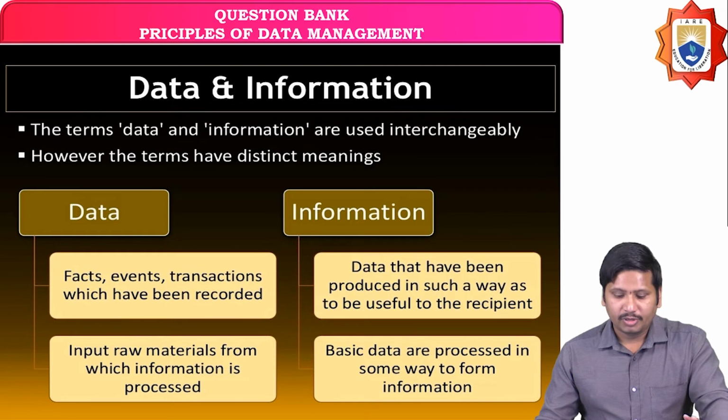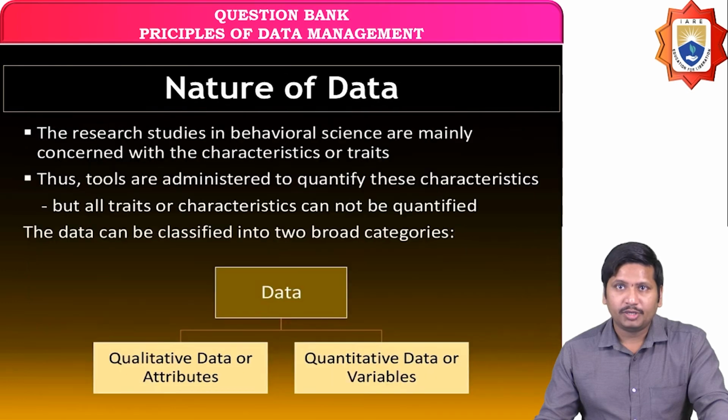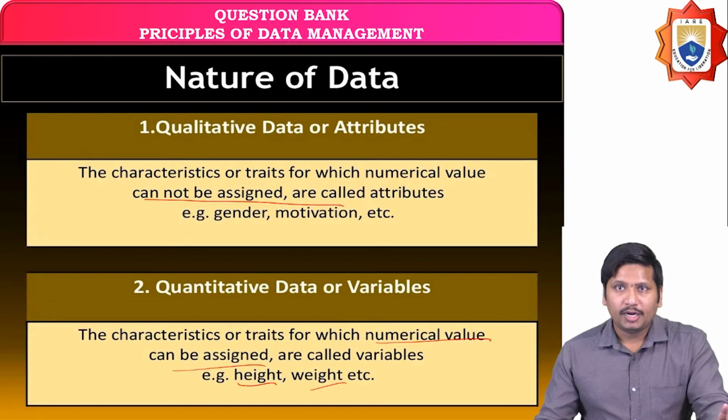So data is nothing but facts, events, a transaction which can be recorded, and information means data that has been produced in such a way that it should be useful for the recipient. And the nature of the data: it will be of two types, like qualitative data, where you can consider the attributes, and quantitative data, where you can consider the variables. Examples are like gender and motivation, etc.